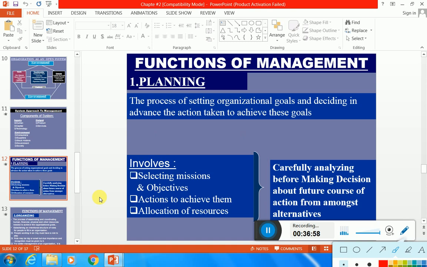Hope, inshallah, the idea will be clear now. The last topic is functions of management. Inshallah, one by one I will cover it in lectures, but here I will give only an overview. What are the different activities performed by management? The first activity is planning. Planning is simply the process of setting organizational goals and deciding in advance the actions taken to achieve the goals.